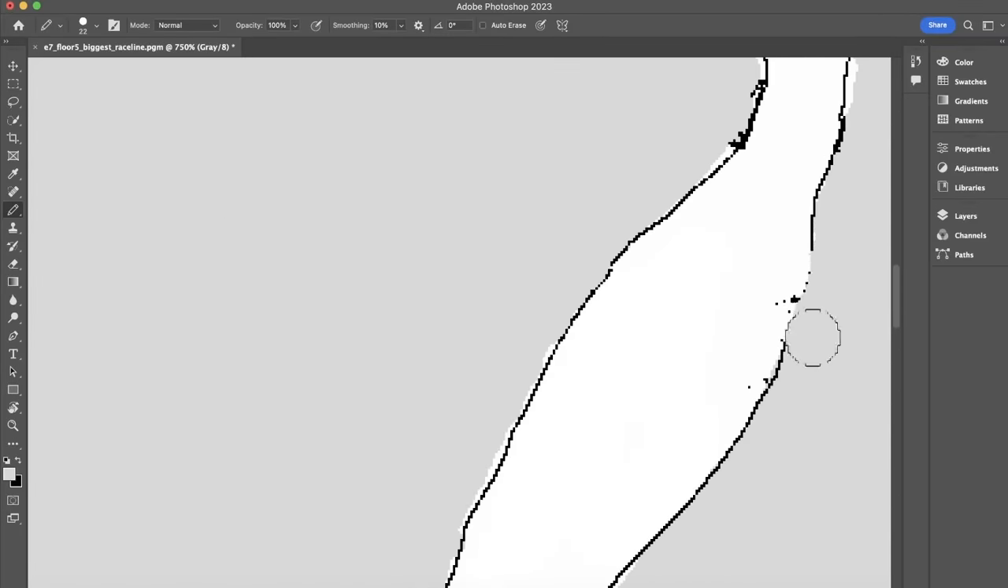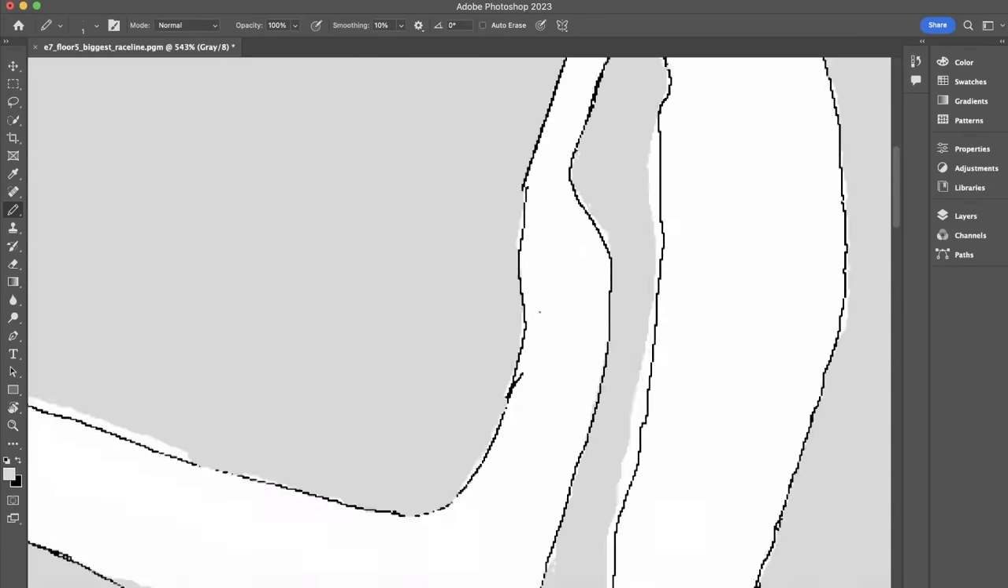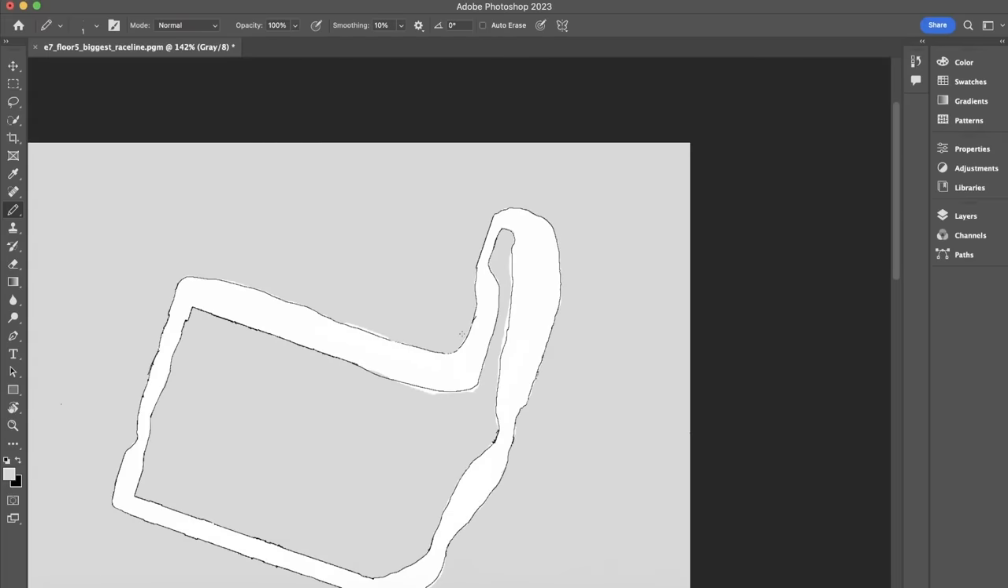But yeah, that's the best I could have done. So now we're finally ready to begin the process of generating racing lines.